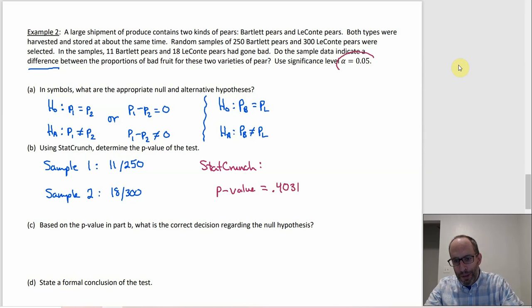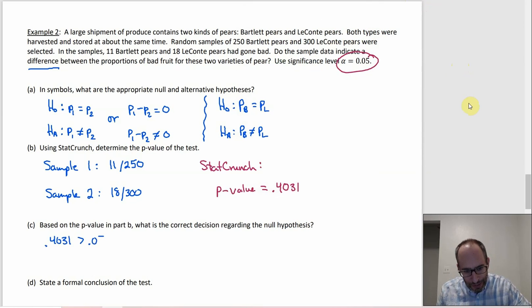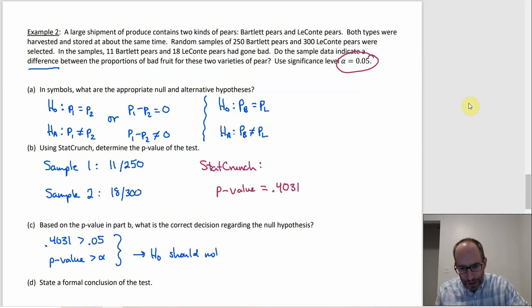And then alpha is up here, 0.05. So the p-value is definitely bigger. And so that means that we are not going to be able to reject the null. Right, so 0.4031 is bigger than 0.05. So the p-value is bigger than alpha, and that's the case where the null should not be rejected. Just like before, you can reject the null if the p-value is less than alpha, but that's certainly not happening here. The p-value is way, way bigger.